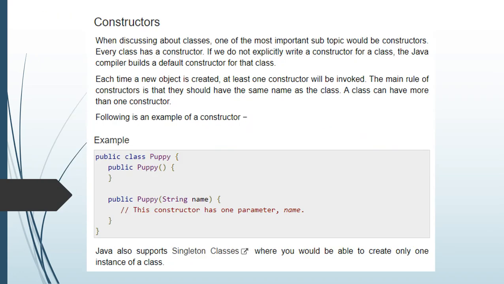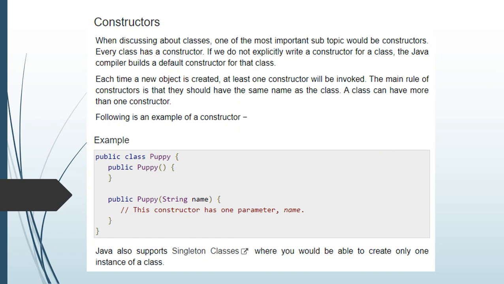Constructors. When discussing classes, one of the most important subtopics would be constructors. Every class has a constructor. If we do not explicitly write a constructor for a class, the Java compiler builds a default constructor for that class. Each time a new object is created, at least one constructor will be invoked. The main rule of constructors is that they should have the same name as the class. A class can have more than one constructor. Following is an example of a constructor.